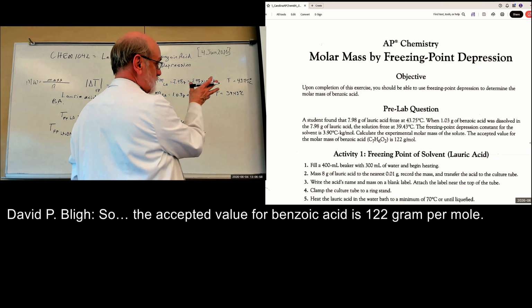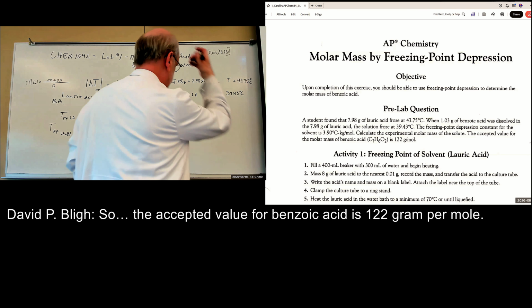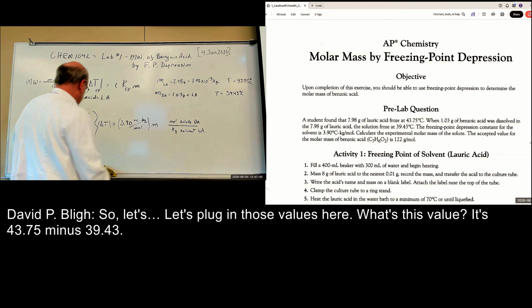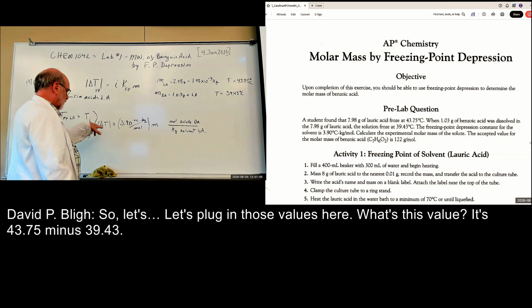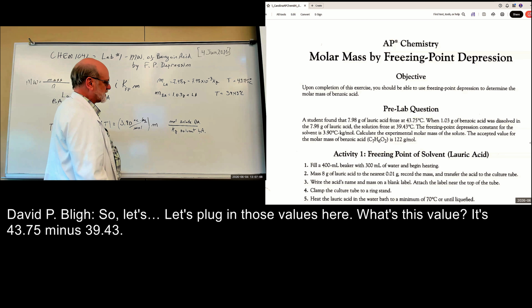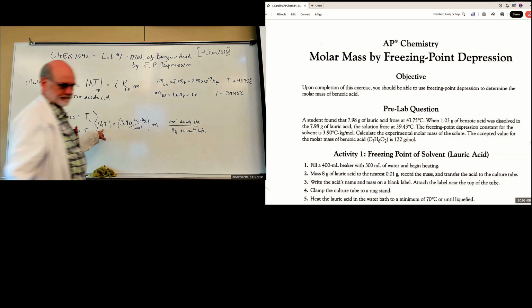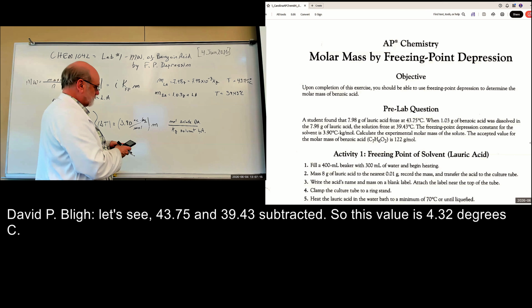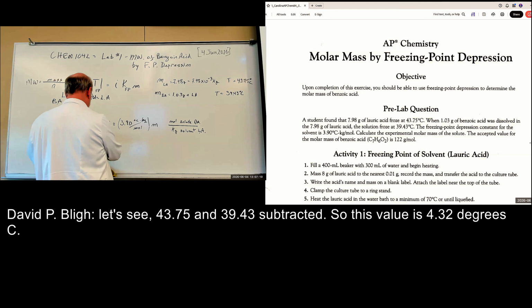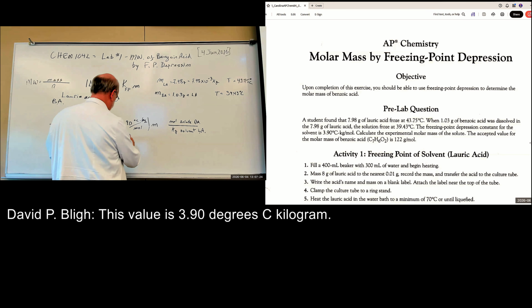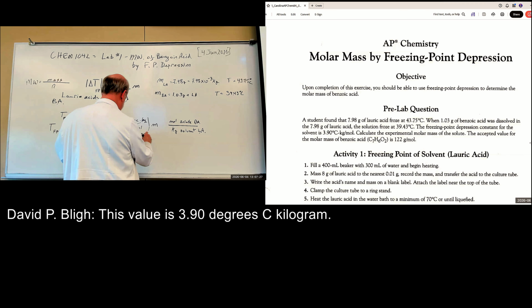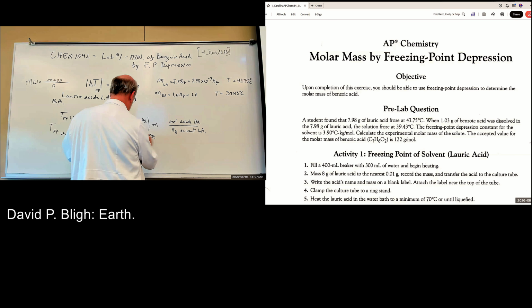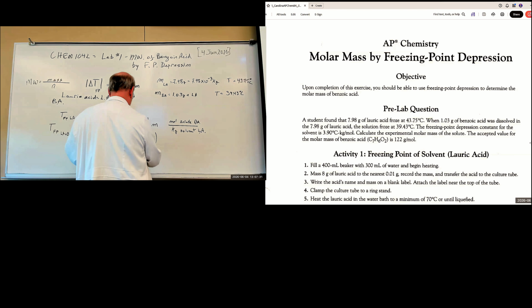So the accepted value for benzoic acid is 122 grams per mole. So let's plug in those values here. What's this value? It's 43.75 minus 39.43. Right? Let's see, 43.75 and 39.43 subtracted. So this value is 4.32 degrees C. This value is 3.90 degrees C kilogram per mole.